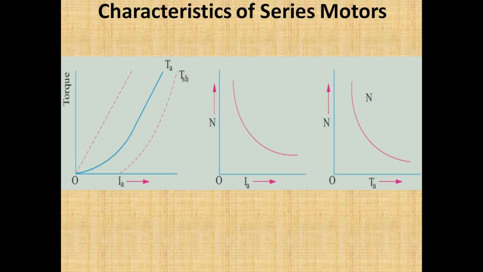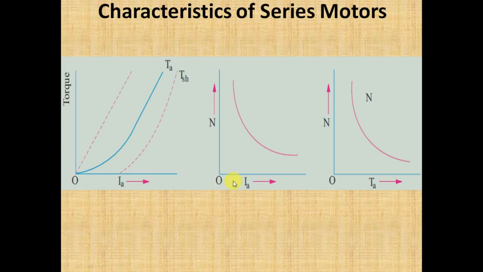The standard relation is speed is directly proportional to EB by phi. For very small values of armature current, there will not be any significant change in the value of back EMF. So we can say that speed will be inversely proportional to the magnetic flux. As we all know that the magnetic flux in the case of a DC series motor is directly proportional to that of the armature current. So from there I can say that speed is inversely proportional to armature current.